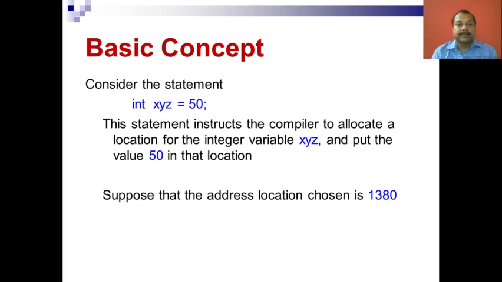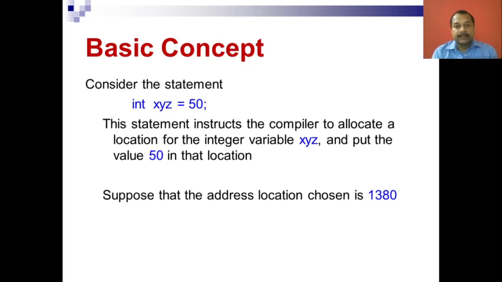Now to elaborate with an example, consider the statement int xyz = 50;. Now you know that here I am declaring and initializing variable xyz whose data type is integer and it will have value 50. By this, actually, the compiler instructs the system during the program execution that you reserve some memory location and copy 50 in that particular memory location. Okay. Now suppose the address location chosen is 1380.